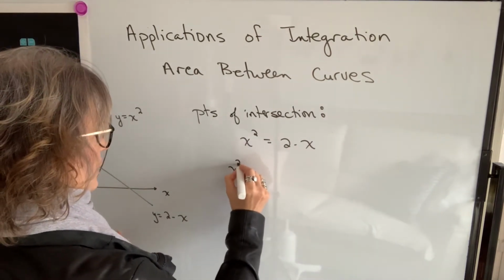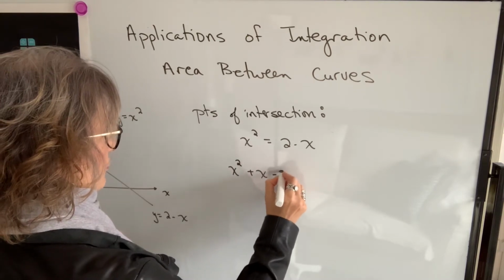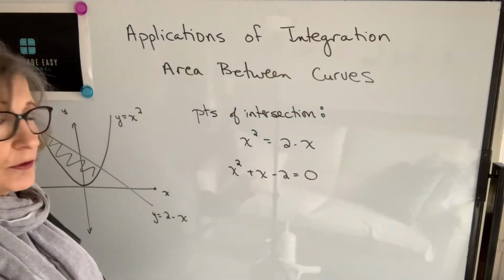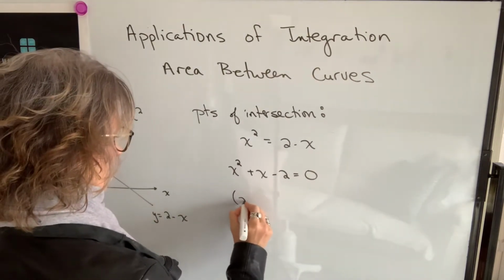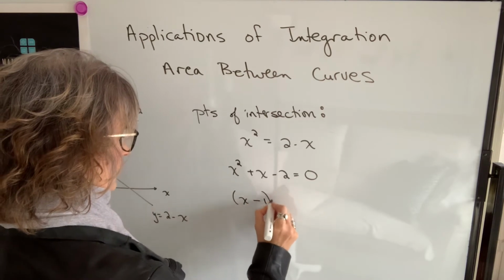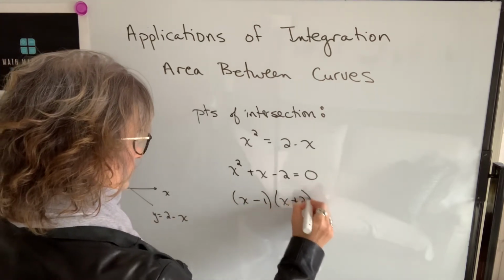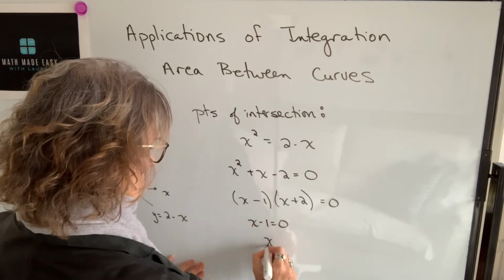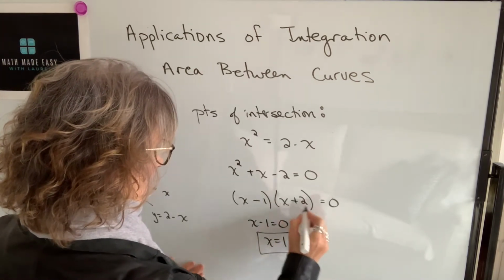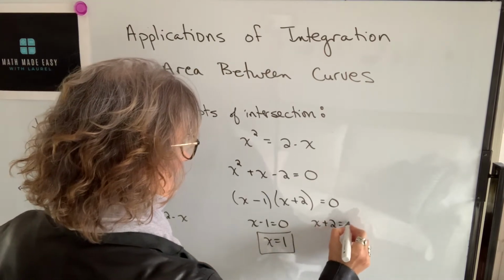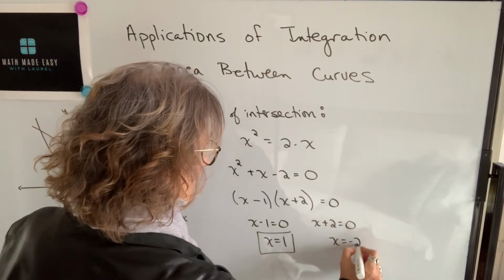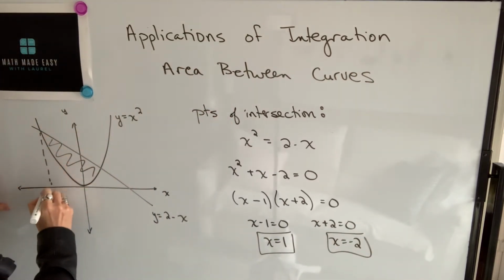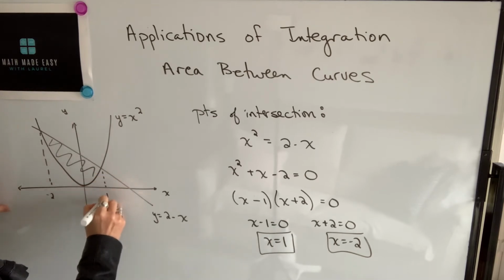It's a quadratic equation. So we're going to add an x to both sides. We're going to subtract a 2. And then you can use your quadratic formula to solve that quadratic equation. Or what I'm going to do is I'm going to factor. So it will be x minus 1 and x plus 2. So x minus 1 equals 0 will give me a solution of x equals 1. And x plus 2 equals 0 will give me a solution x equals negative 2. So those are my points of intersection at x equals negative 2 and at x equals 1.